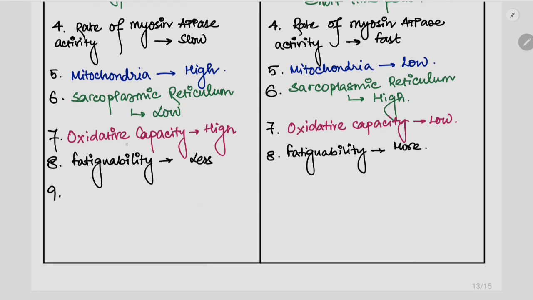Myoglobin content: as the oxidative capacity is high here, you must understand that the oxygen demand is very high in this type of muscle fibers, that is, type 1 muscle fibers. Oxidative capacity is high, so the myoglobin content in this muscle fiber is very high. Actually this point should be above the oxidative capacity, but it's okay. In contrast, in type 2 muscle fibers, myoglobin content is low.